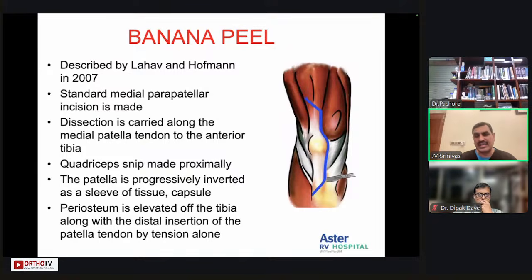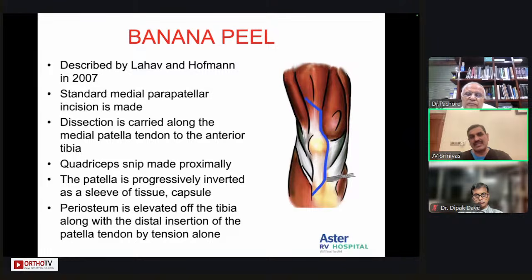So one technique prescribed is banana peel technique, where you do a medial parapatellar arthrotomy. You do a standard parapatellar arthrotomy, and then you go ahead and do a quadriceps snip in case your exposure is not adequate. If your exposure is not adequate, you do a quadriceps snip, you have a good exposure. Then after that exposure, you're doing a surgery, you find that patella is not in a right place. You can release the patella, you can release subperiosteally the patella tendon as well. So this is called a banana peel technique.